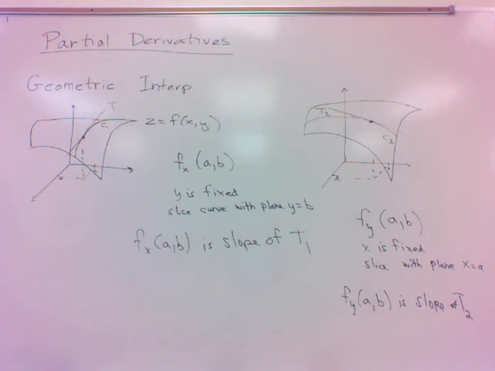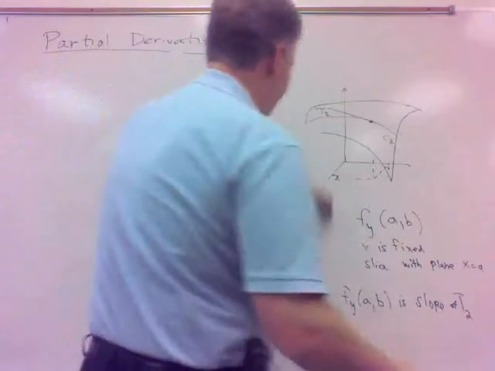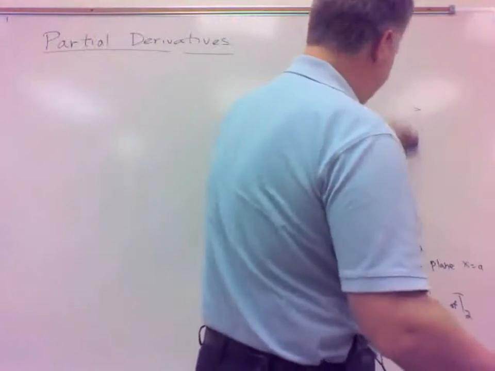Now, the good news on actually coming up with these partial derivatives is that our techniques and rules, product rule, quotient rule, chain rule, still apply. We don't have to go through the limit definition like we did when we first started doing derivatives, because the same rules and techniques apply here. So let's go through a couple examples and see how this all works.